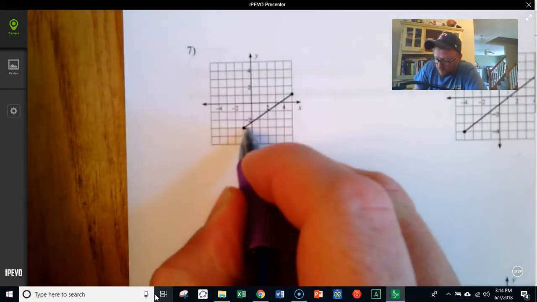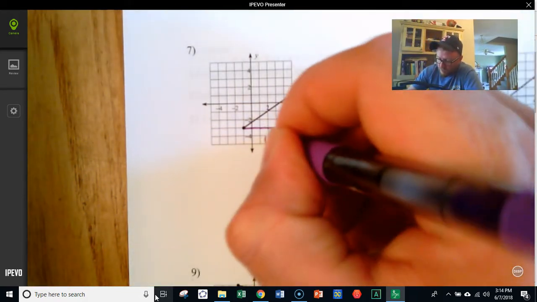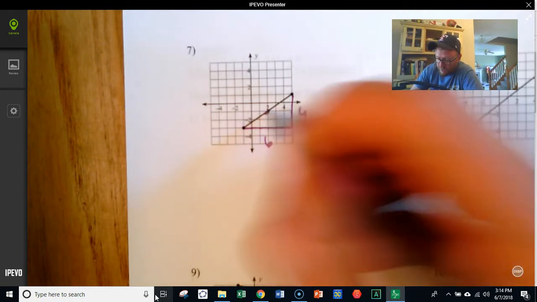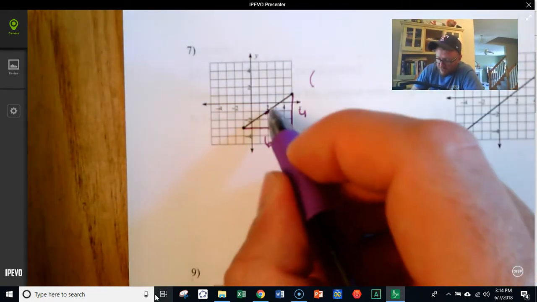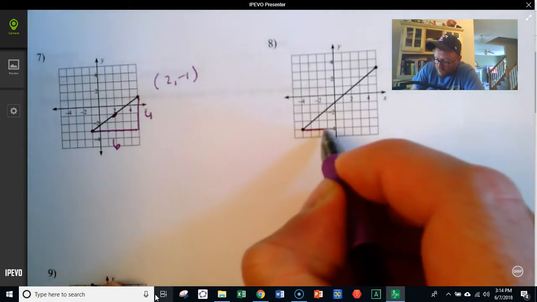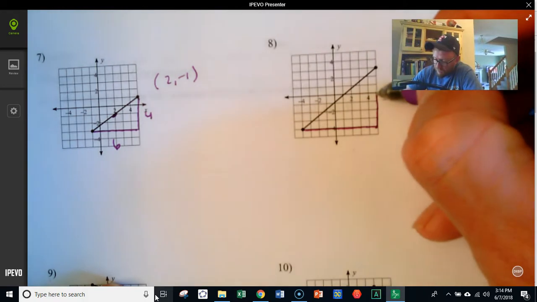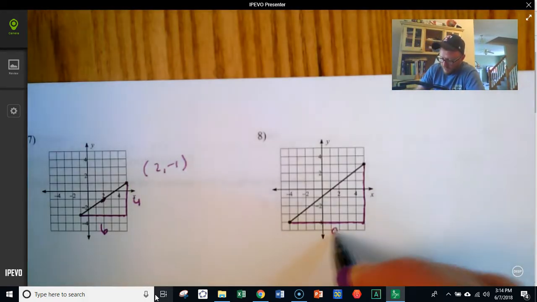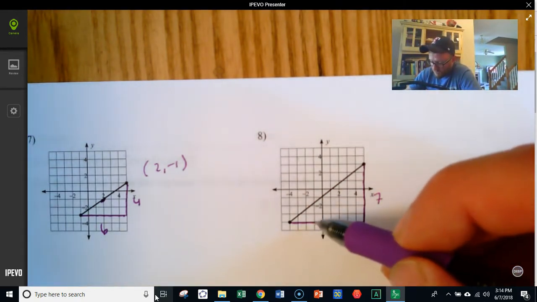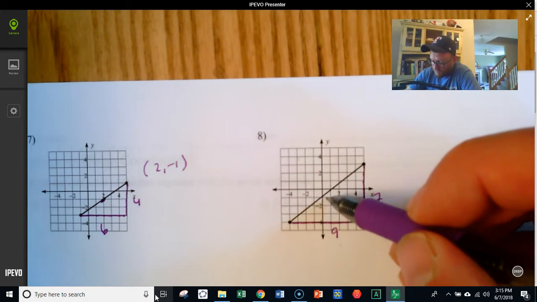Let's see. 1, 2, 3, 4, 5, 6, and 1, 2, 3, 4. 6 and 4. So that's over 3, half and up 2. Right here, this is pretty easy. We see that is 2, negative 1. Here, we've got 1, 2, 3, 4, 5, 6, 7, 8, 9 and 1, 2, 3, 4, 5, 6, 7. 9 and 7 are going to make it super tricky for us. So that's going to be over 4.5 and then up 3.5.